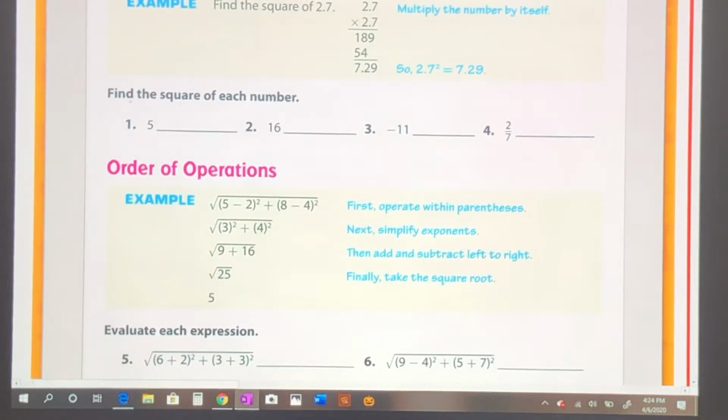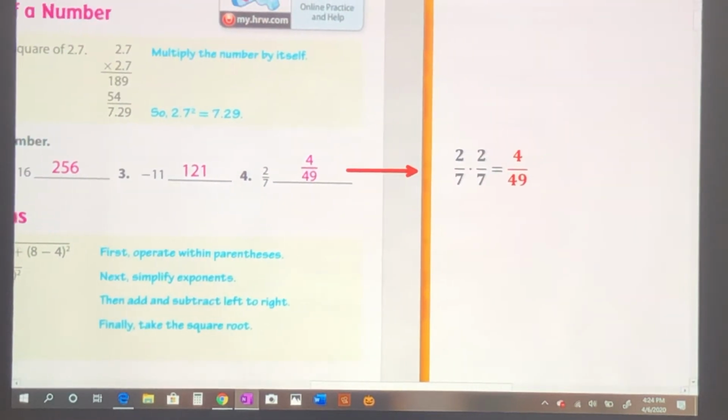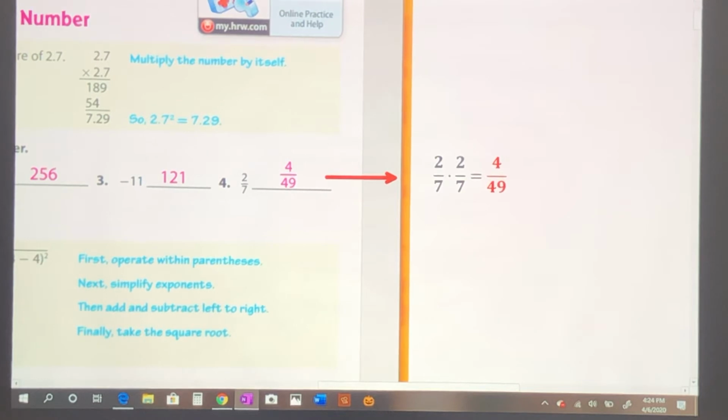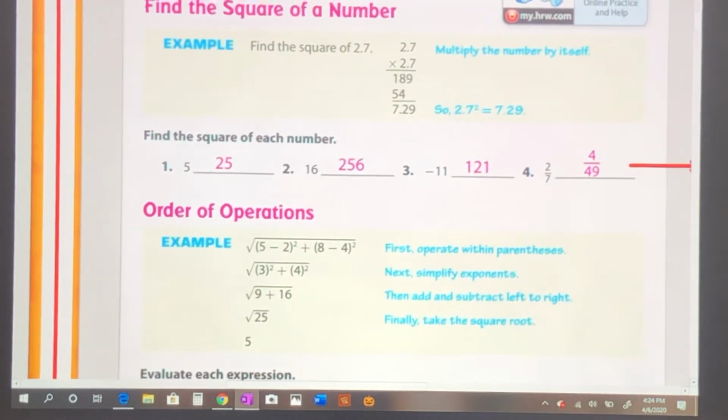All right, so what's 5 squared? Well, 5 times 5. What's 16 squared? Well, if you did it, you'd know that it's 256, right? Negative 11 times negative 11 is positive, because a negative times a negative is a positive, 121. 2 over 7 times 2 over 7: top times top is 4, bottom times bottom is 49. All right, let you check those.